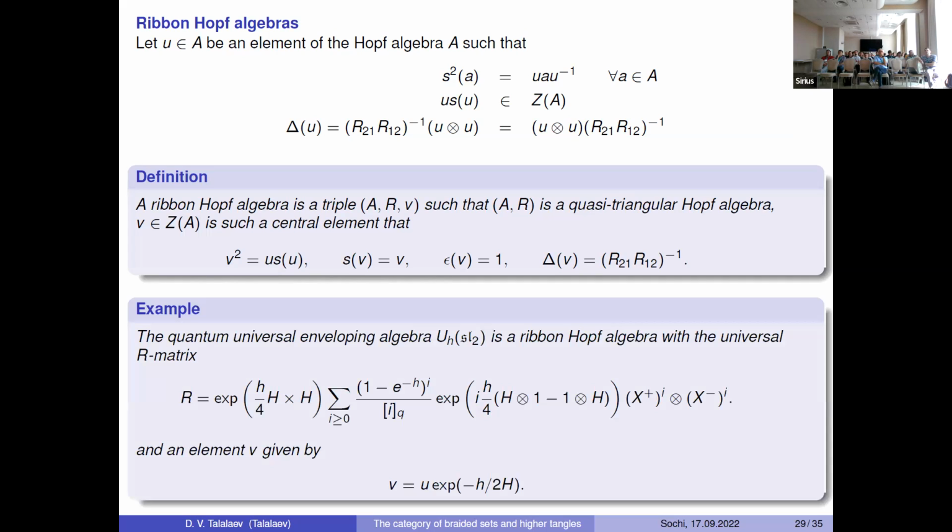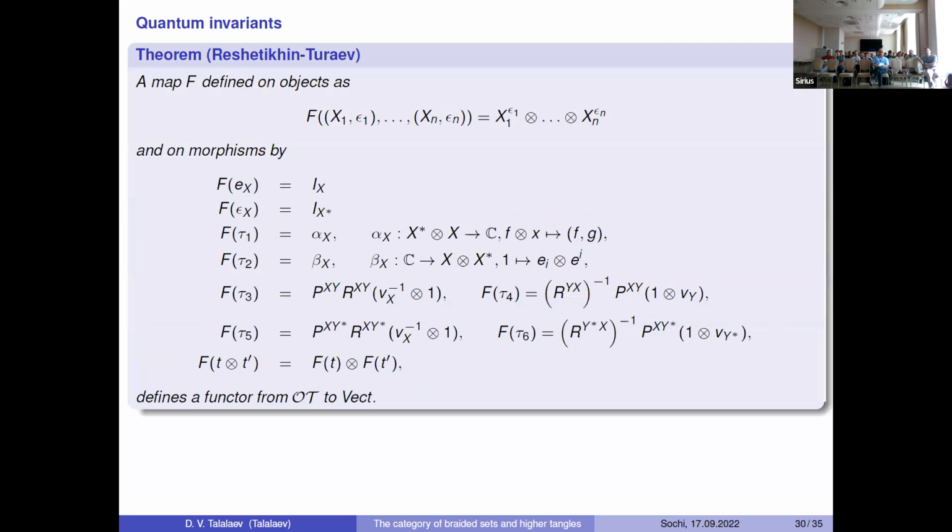For example, the universal enveloping algebra of sl2 is a Ribbon-Hopf algebra with R matrix given by the universal R matrix given by this expression, and the element V is given by an exponent of the Cartan element of this algebra. The following theorem of Reshetikhin-Turaev is at the core of the field of quantum invariants of knots. So it says that a map defined in this way, it is a map from the category of oriented tangles to vector spaces, and it is constructed with the help of elements of the definition of the Ribbon-Hopf algebra.